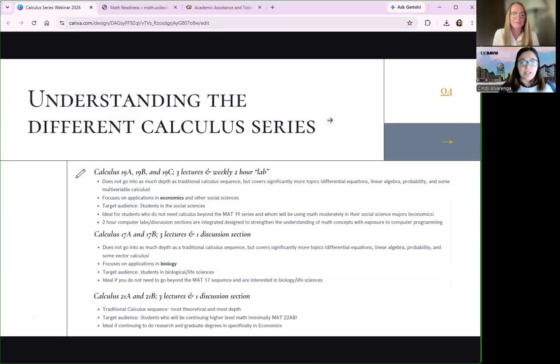The 19 series, Calculus 19A, 19B, and 19C, has three lectures with a weekly two-hour lab. When we say lab, this is more of a computer lab, where you're essentially doing computer programming. This doesn't go too much in depth with traditional calculus. It goes over the basics, but it covers topics like differential equations, linear algebra, and probability, and it focuses on the applications in economics.